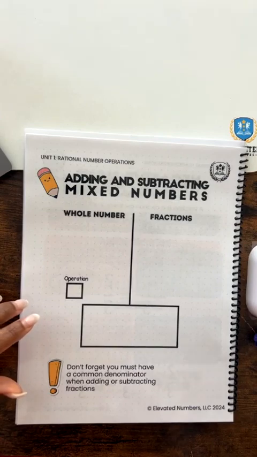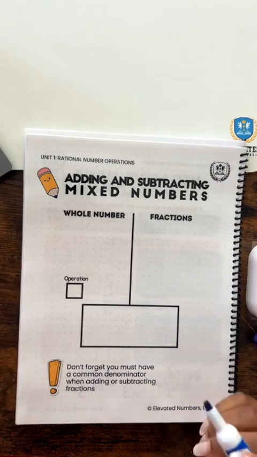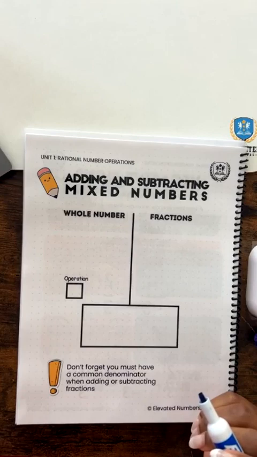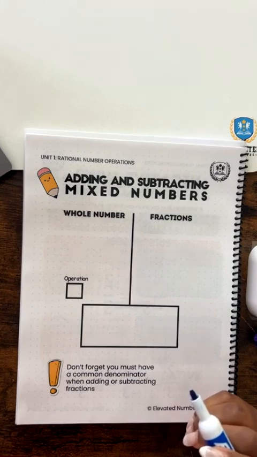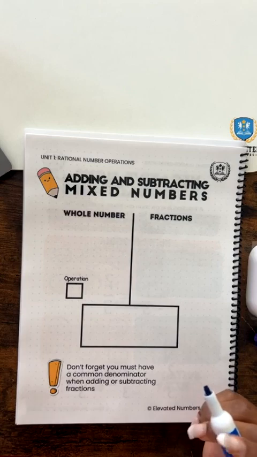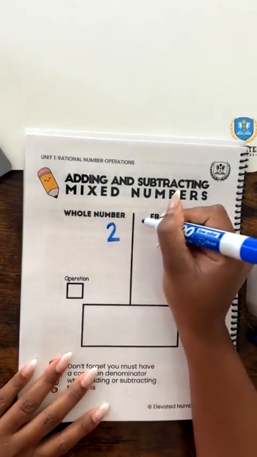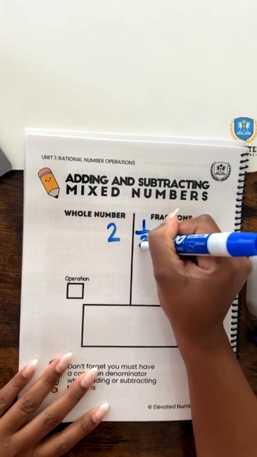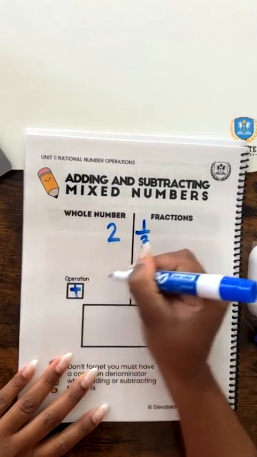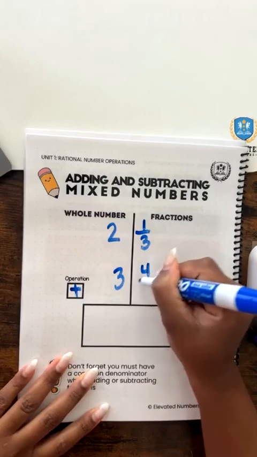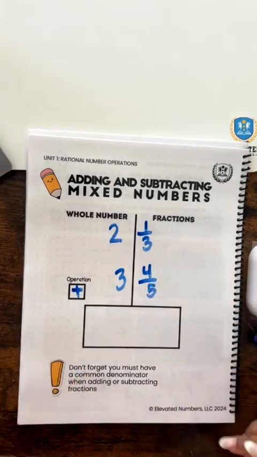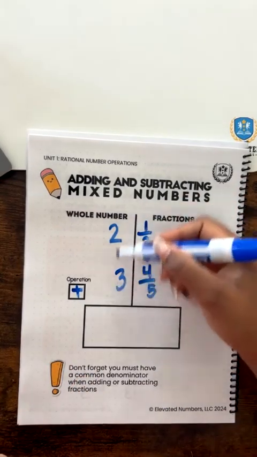So let's start out. I have some problems to the side here. All right, looks like we're going to dive straight in with something that is going to be a little complex, but let's do it. So we got 2 1/3 plus 3 4/5. The way that this resource is set up, we got our whole numbers on the left side.